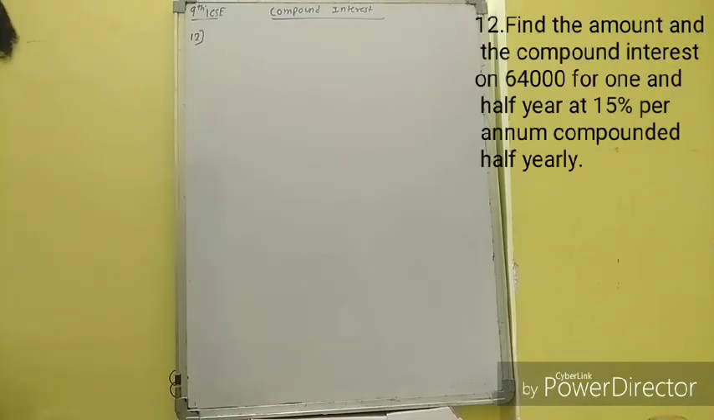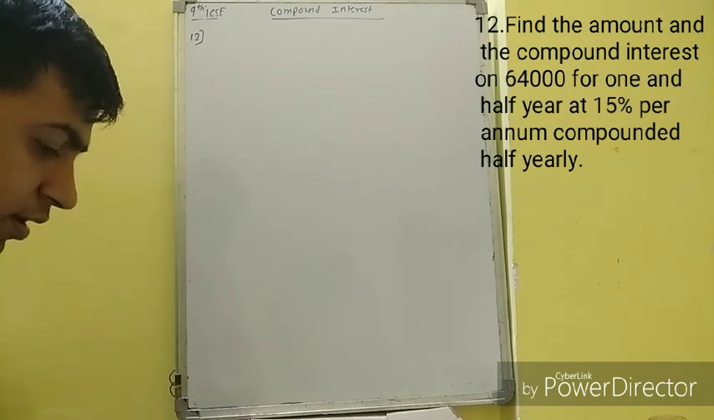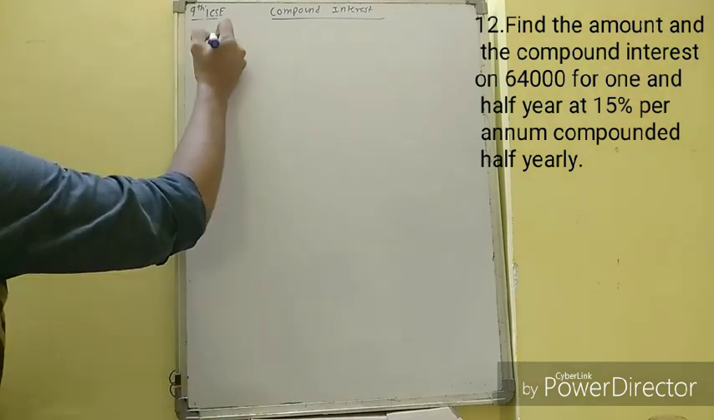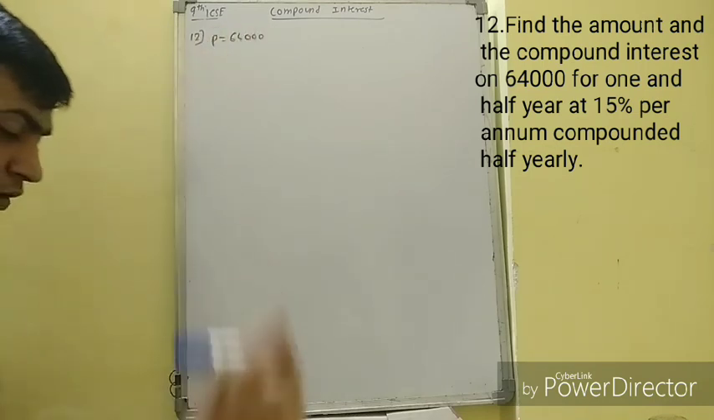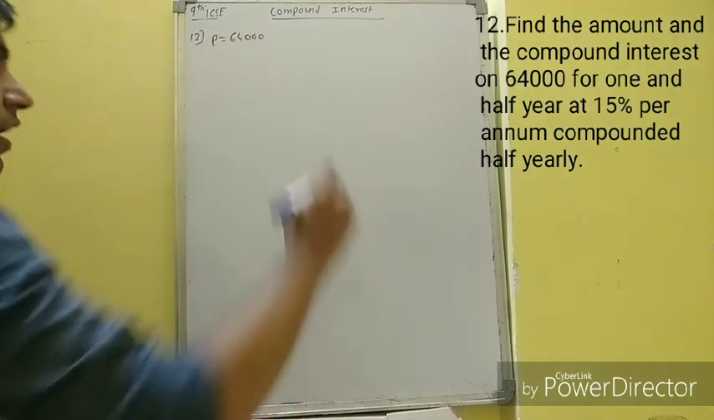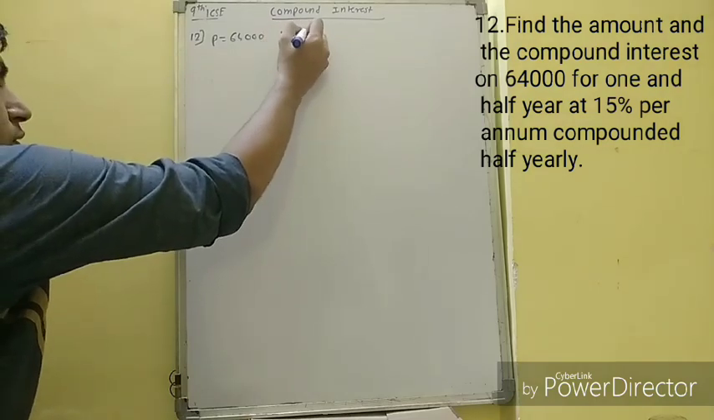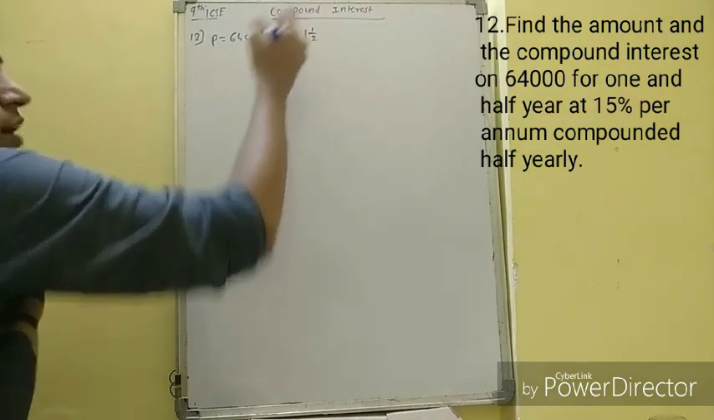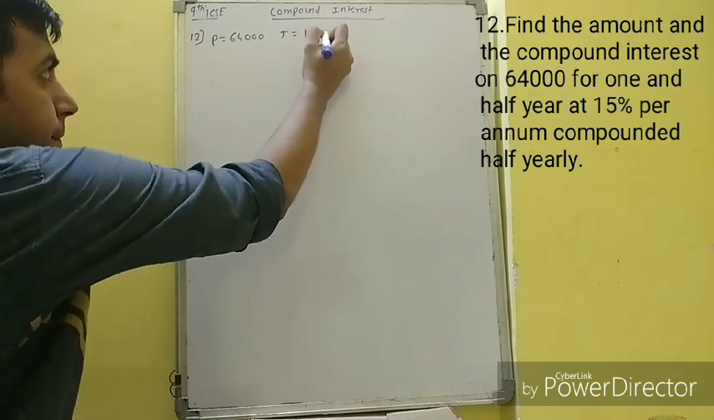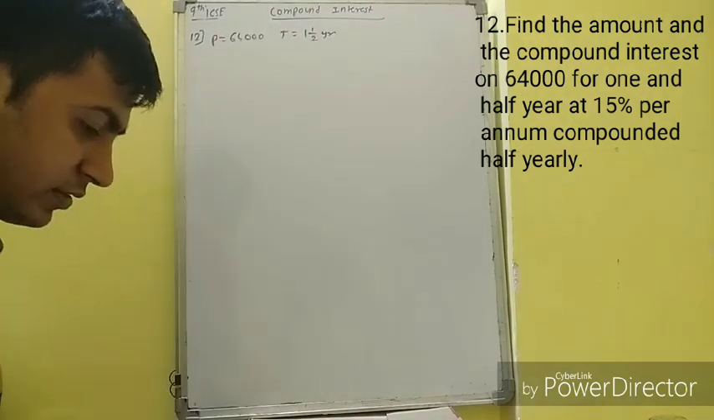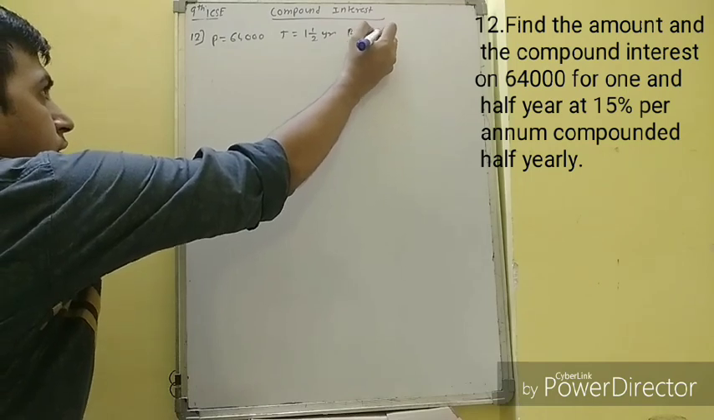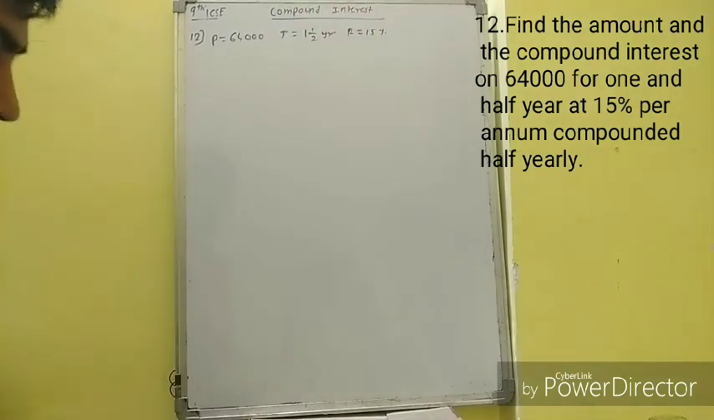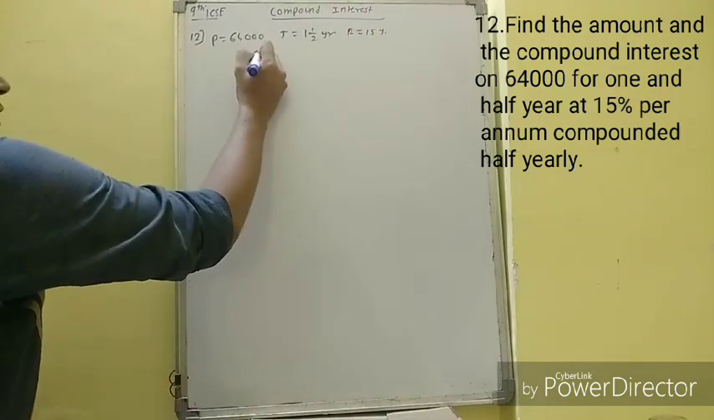Okay, now we'll move to the 12th sum. Find the amount and the compound interest on 64,000. So the principal is 64,000, 1.5 year. This is very much important. 1.5 year. Then the rate is 15%. Again, interesting one. 15% compounded half yearly.